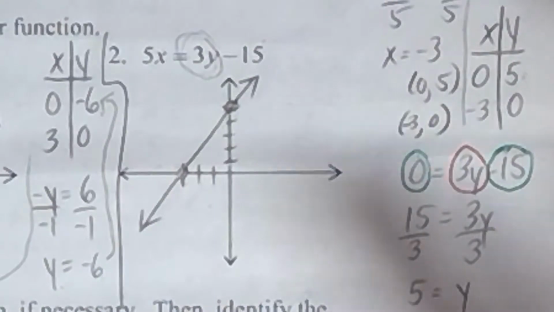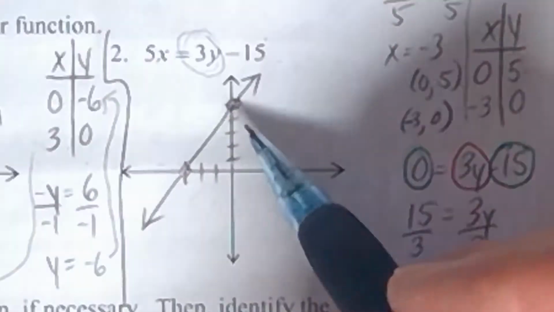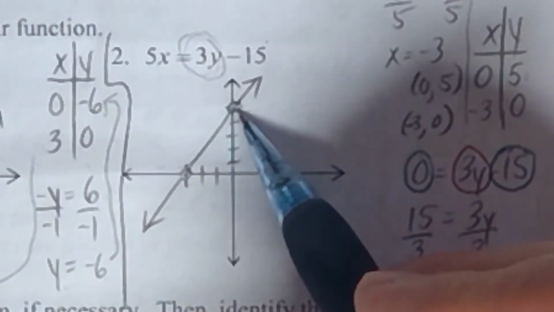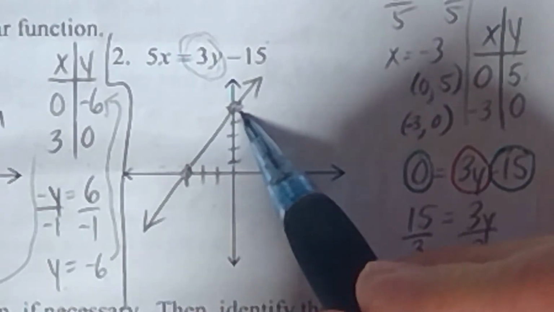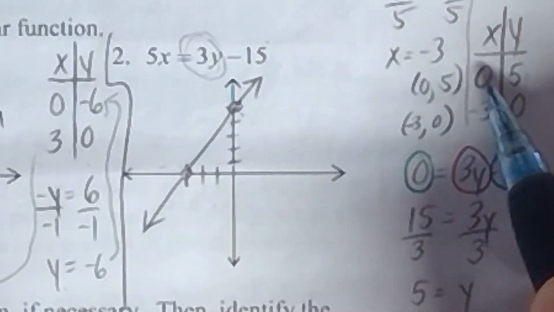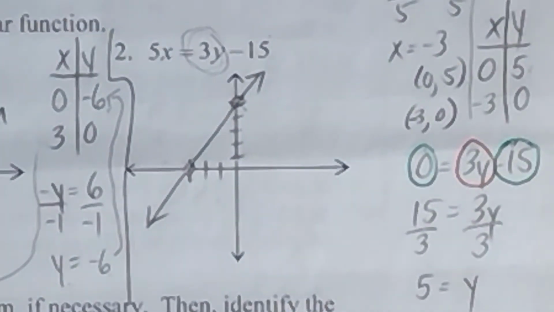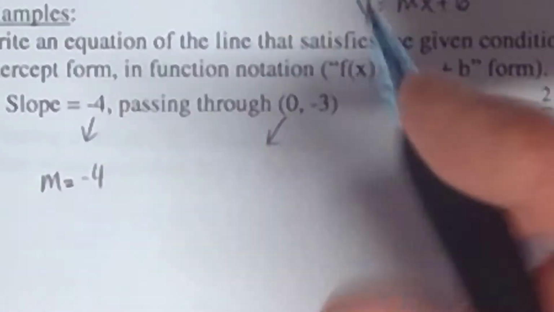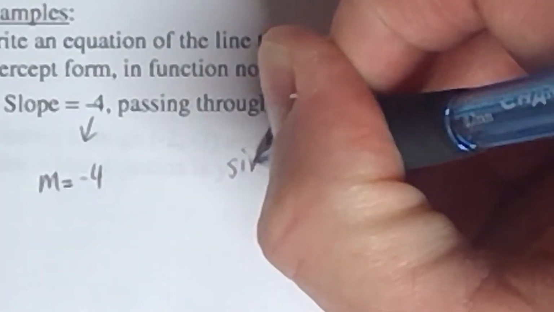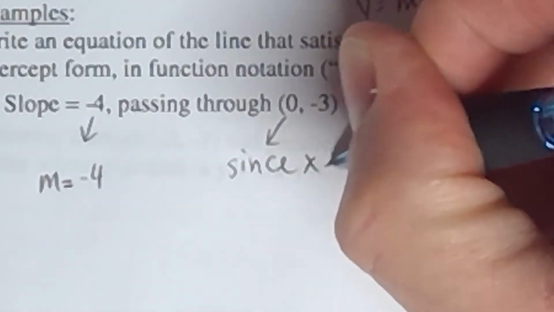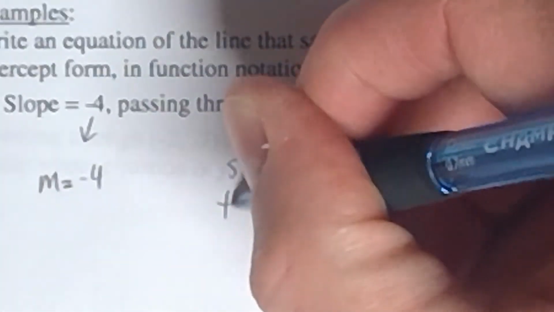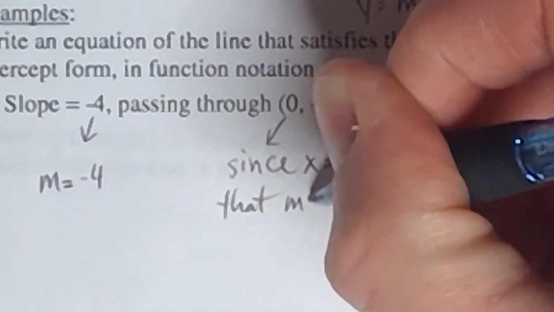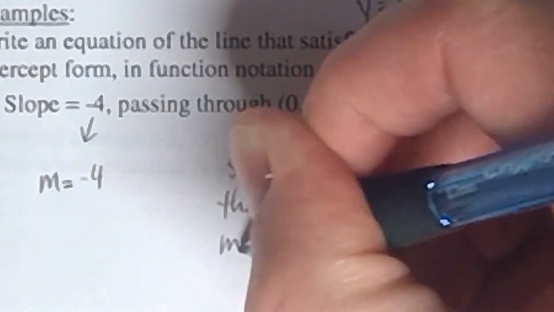What do all three of those problems have in common? They have in common the fact that where it crosses the y-axis, in other words, the y-intercept, x is always equal to 0, always. And so that's important here because as we go back to the first problem here, let's write this down. Since x is equal to 0, that must mean what?